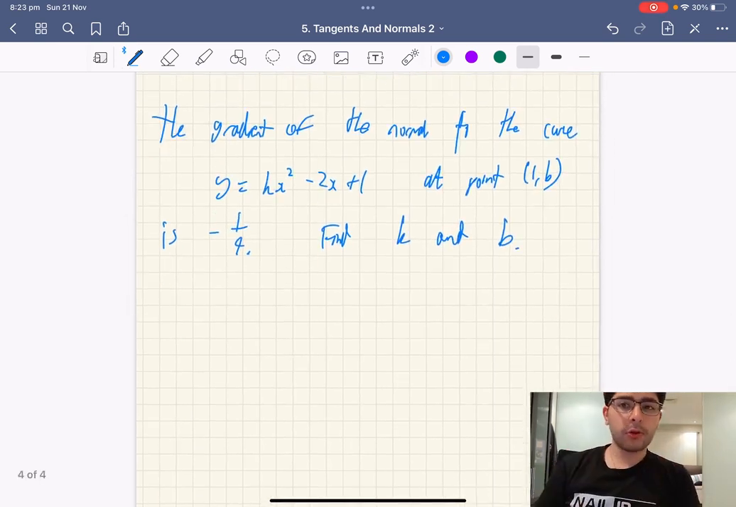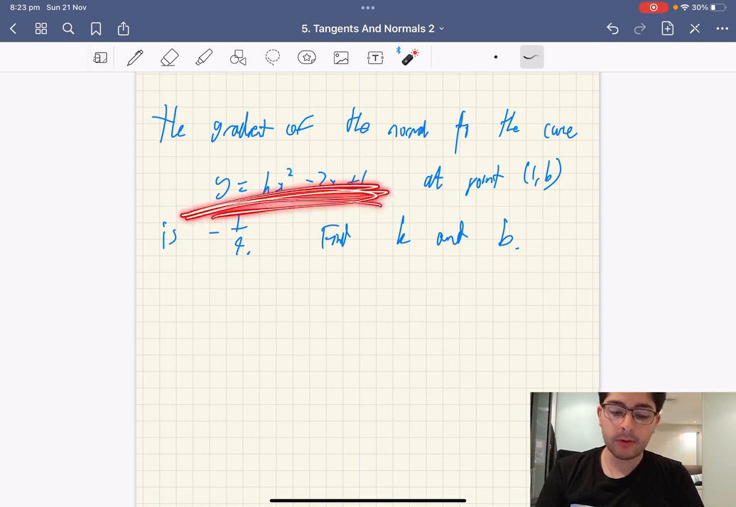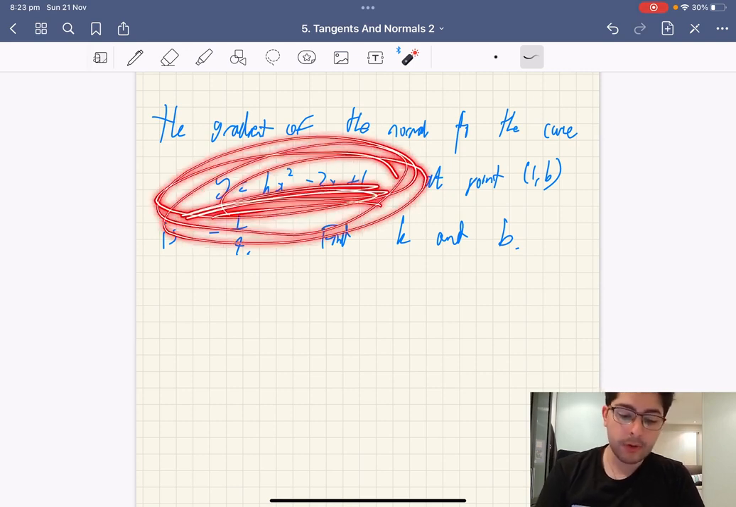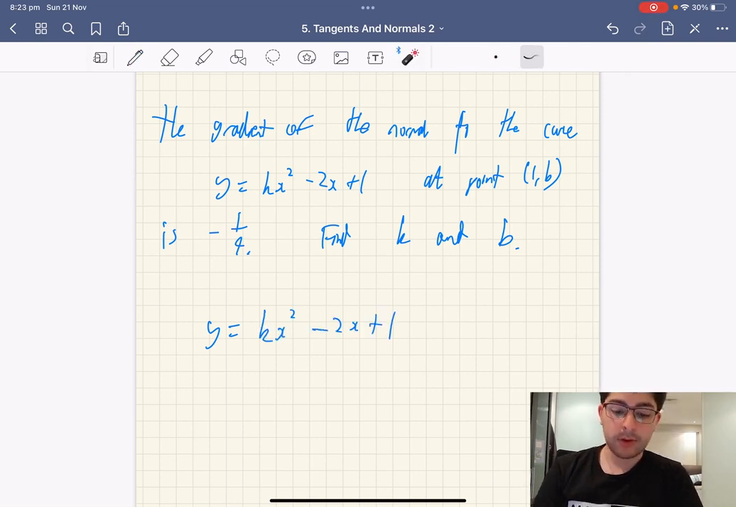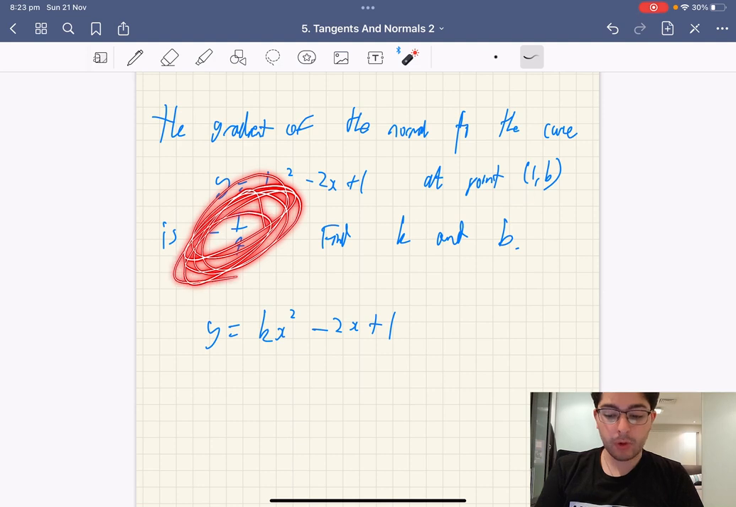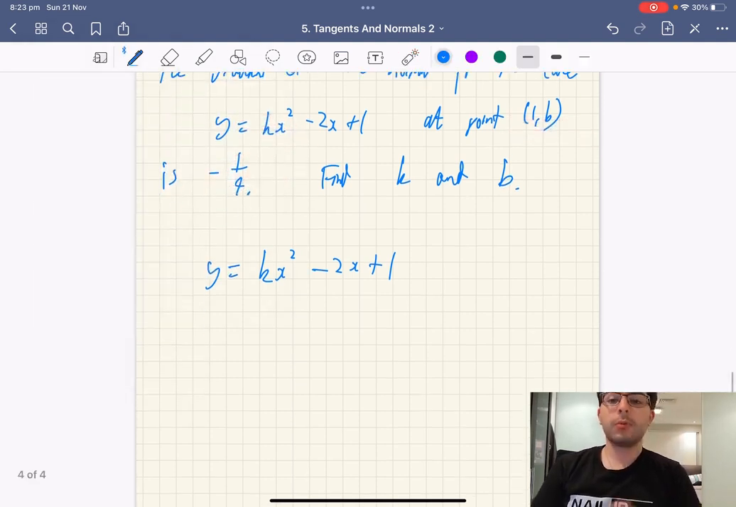So let's go through the details of what they've given us. In this case, they have given us the gradient of the normal to the curve. And what they haven't given us is all the values inside that curve. So let's rewrite that. We have y is equal to kx squared minus 2x plus 1. Now we know the gradient of the normal at the point (1, b) is minus 1 over 4. So the second they've given us a gradient of something, our first instinct should usually be to differentiate it. So let's just differentiate this.